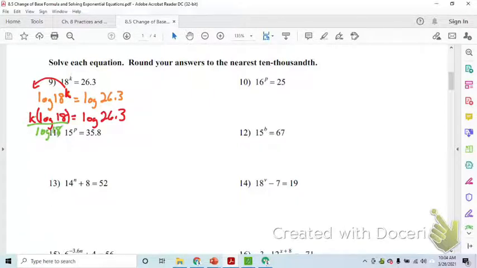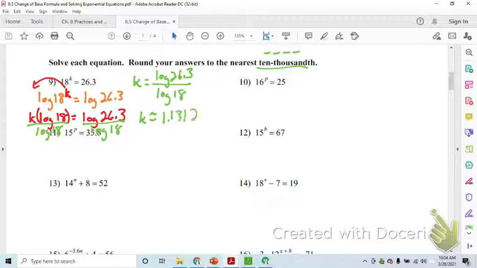So what you're going to plug into your calculator now is log 26.3 over log 18. And if you do that correctly, ladies and gentlemen, we're going to 10,000. So that's 1, 2, 3, 4 spots. You should end up with k is approximately 1.1312. And that's what you should get out of your calculator. Now, pause the video and see if you can get that. If you can't, try and figure out again or ask me for help. I would love to help.